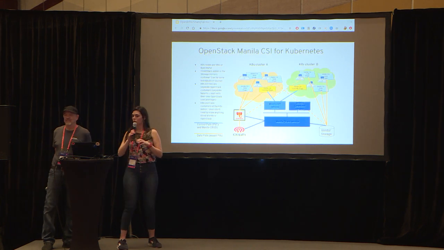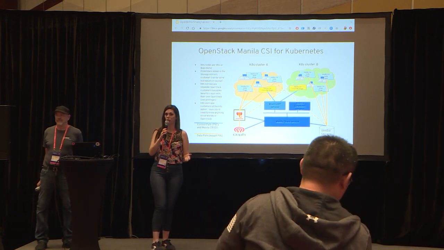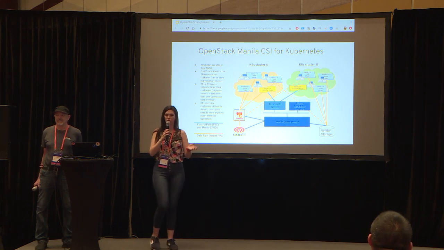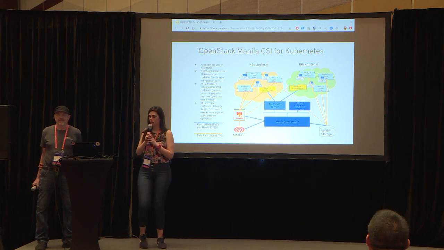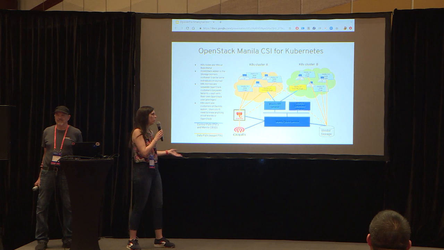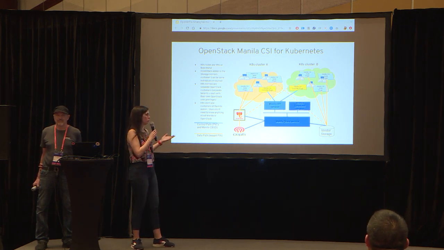All right, so let's see a quick overview of how this demo is going to look like. How is the topology that we are going to be presenting here. So basically, you will have an OpenStack deployment, like a minimal one with Manila. Manila is not on the data path, it's in the control path.